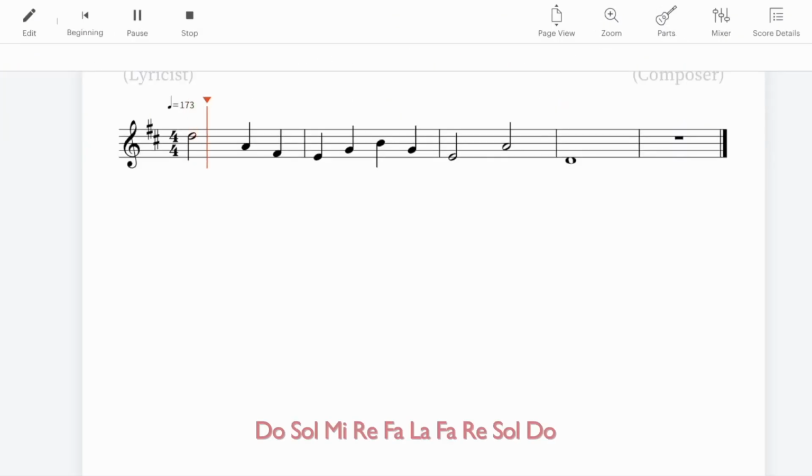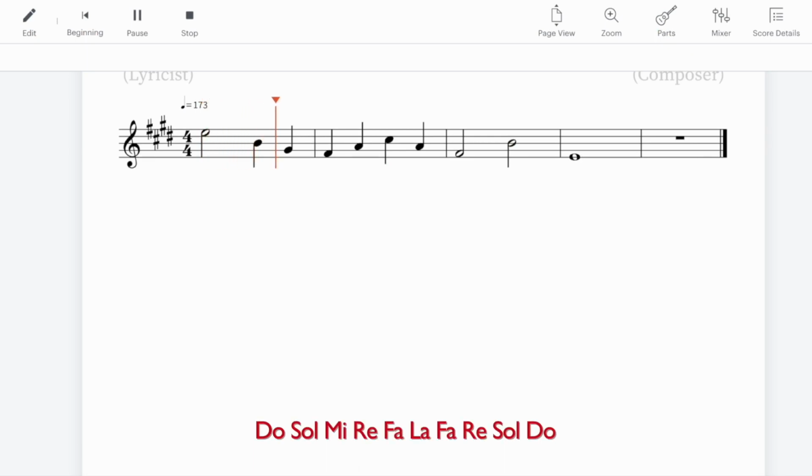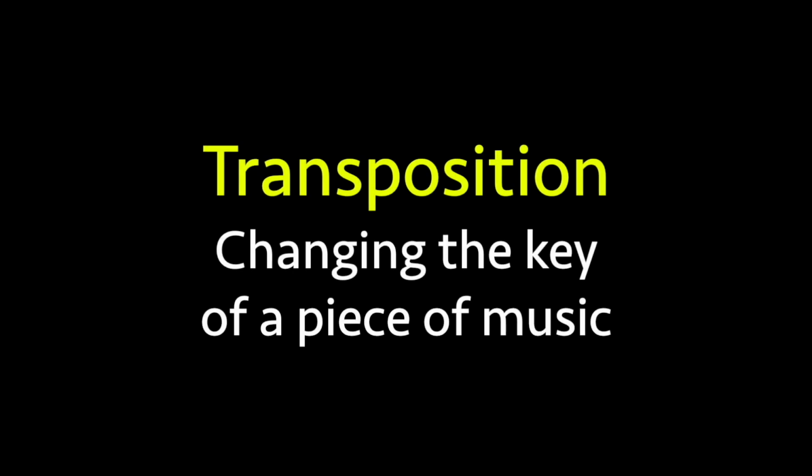That is do so mi re fa la fa re so do. And this is in D major, and what is in E major will be do so mi re fa la fa re so do. That's all for this term, transposition. That means you change the key of the music for the singers. What matters is whether the key is higher or lower. That's all.